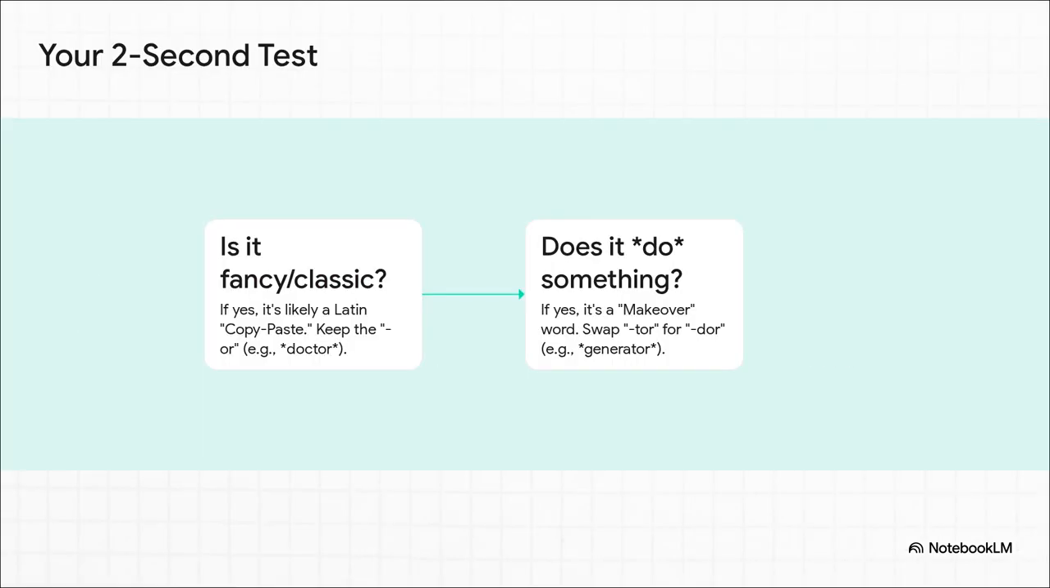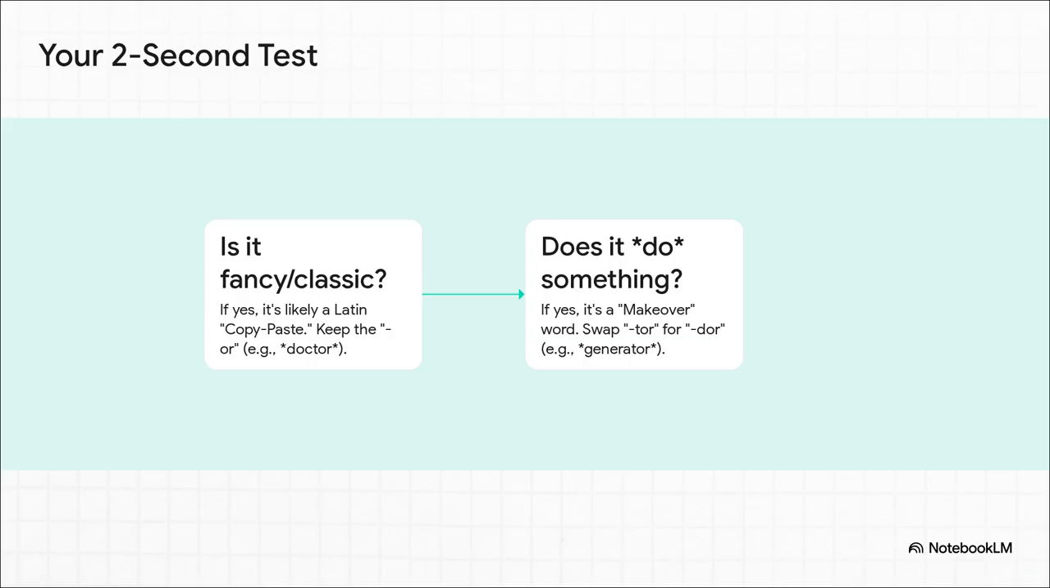So, how do you figure this out in the real world without a history lesson? Easy. Here's your 2-second test. Just ask yourself, does the word sound kind of formal? A classic profession, maybe? Like doctor, director? Those are almost always the Latin copy-pastes, so you keep the -or. But if the word describes a person or a thing that actually does something, a generator generates, an educator educates, that's your signal. It's a makeover word. Swap the T for a D.